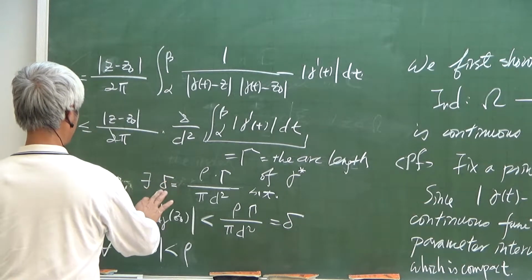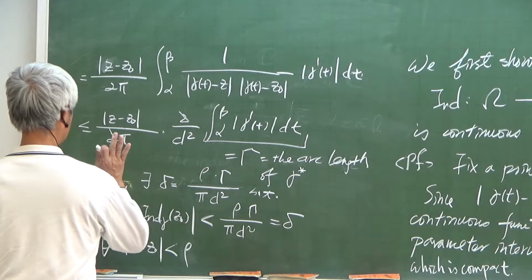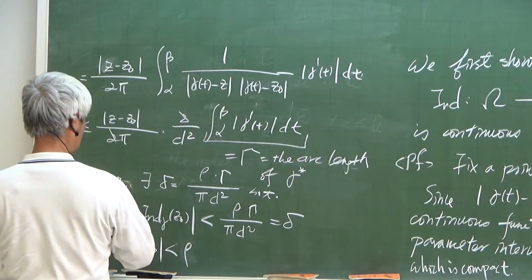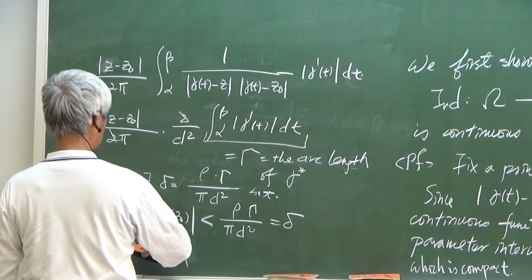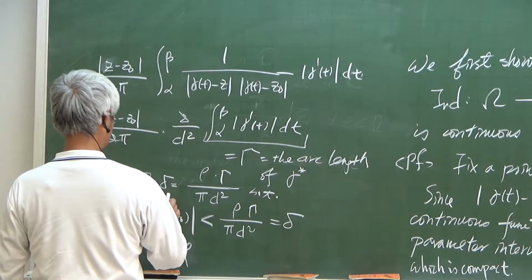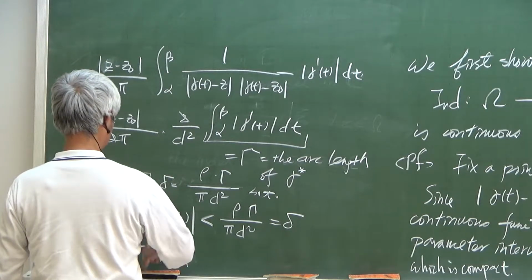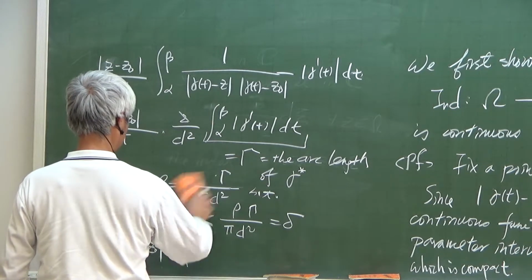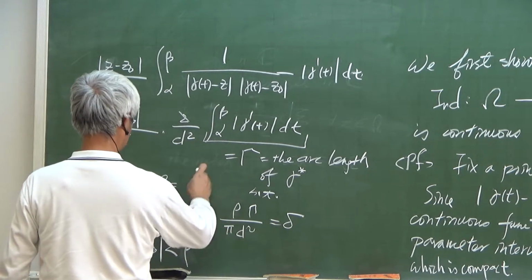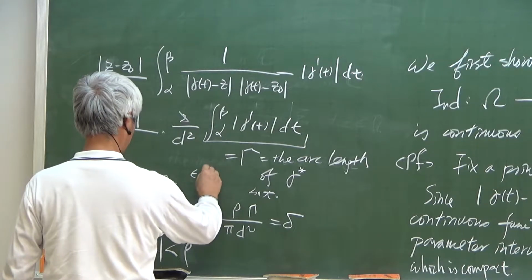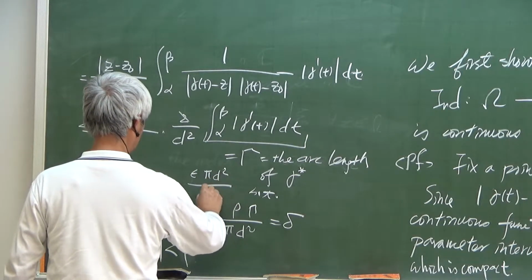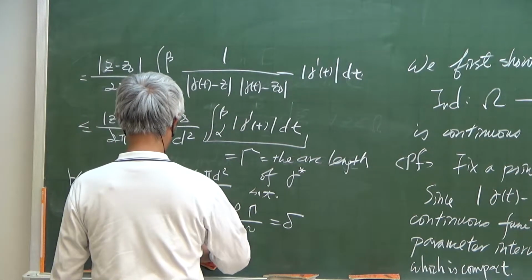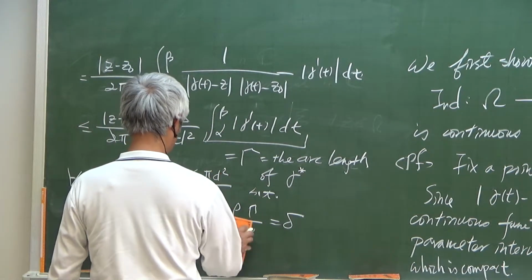I think my specification is that I want this to be epsilon. Yeah, okay. Sorry. I want this to be epsilon. So I need delta. I need a rho equal to epsilon pi d square gamma. Okay. So there exists this one, and equal to this.